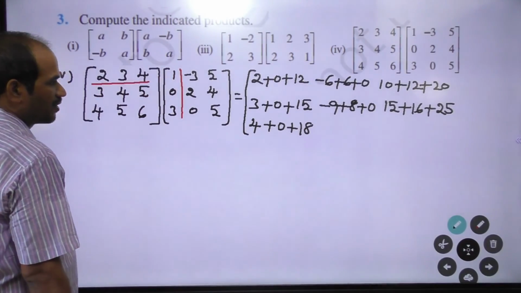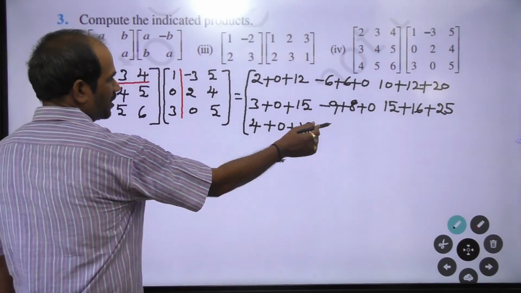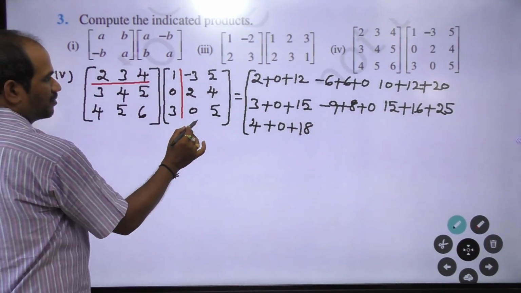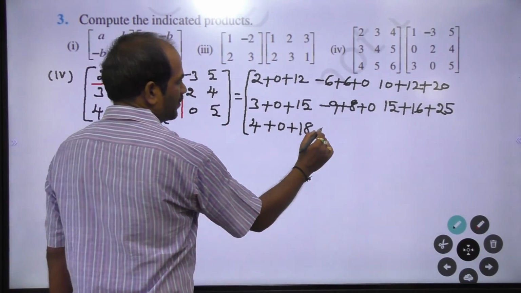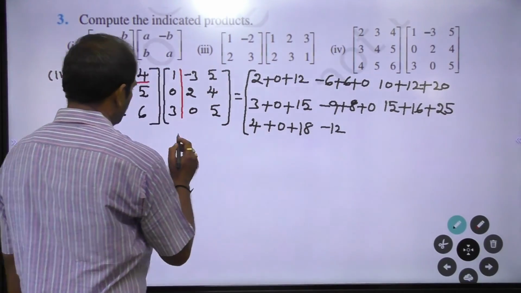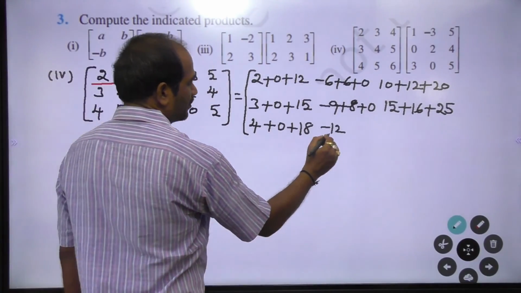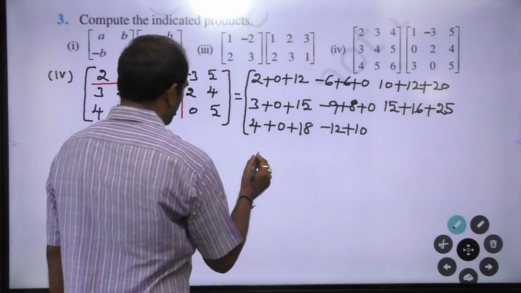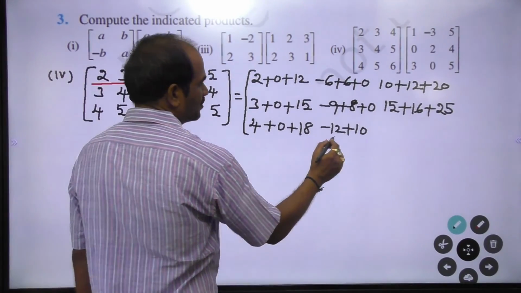Right. Next element, third row, second column. 4 into minus 3 is minus 12. Next, 5 into 2 is 10. Next value, 6 into 0 is 0.